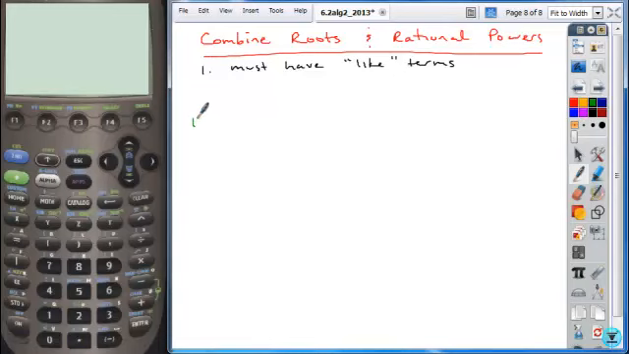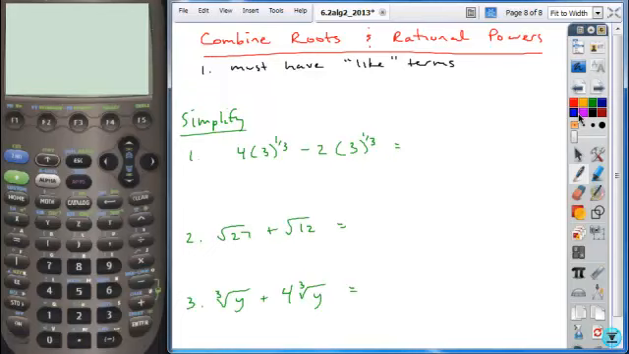And so I'm just going to give you a couple examples here. All right, so if we look at this first case, if you think of this 3 to the power of 1/3, that's kind of like a variable. It can be represented as a variable. You have 4 times that minus 2 times that same thing. So it's kind of like saying 4x minus 2x. If that's the case, you can just combine the coefficients, right? 4 minus 2 gives you a 2x.